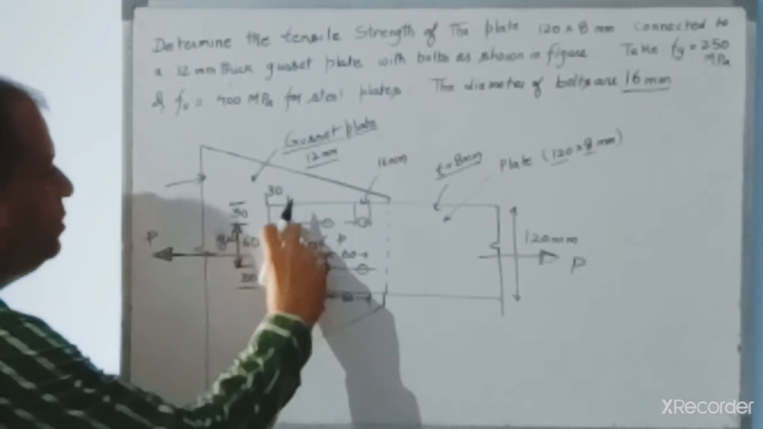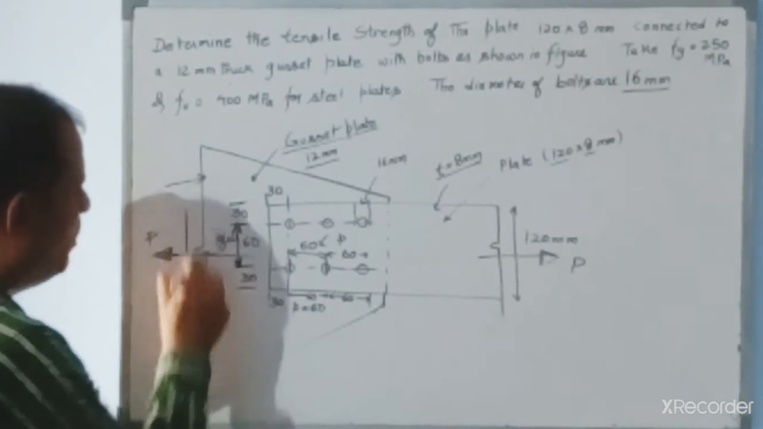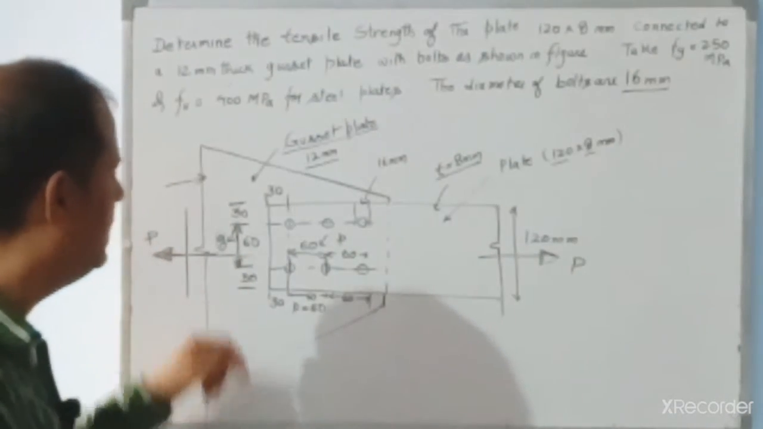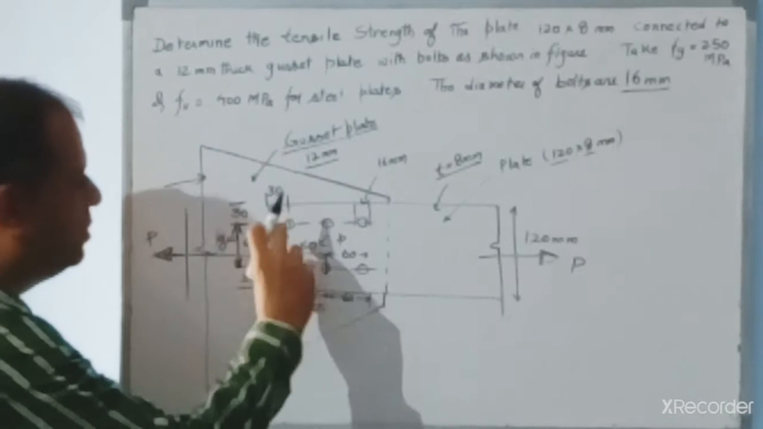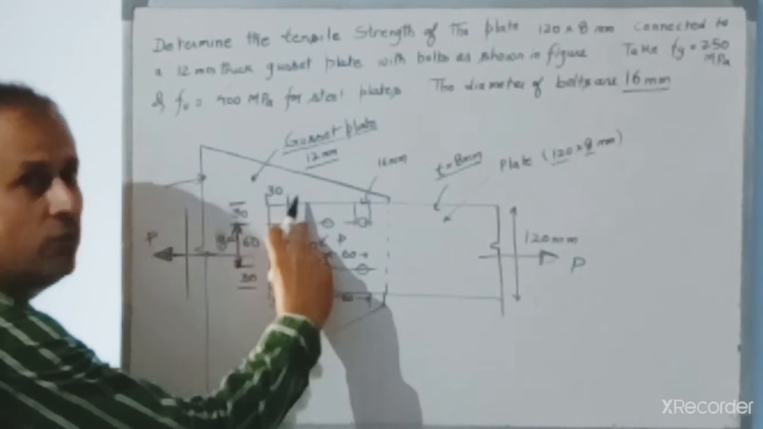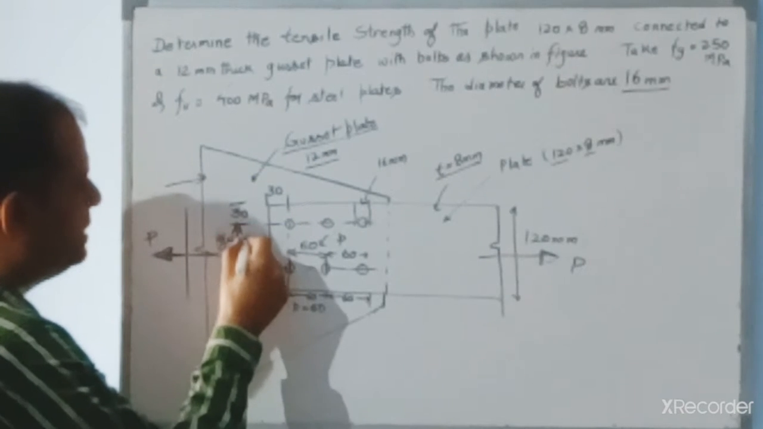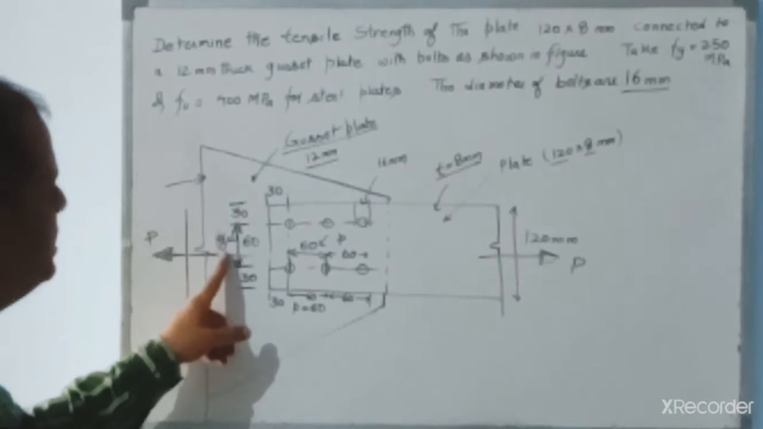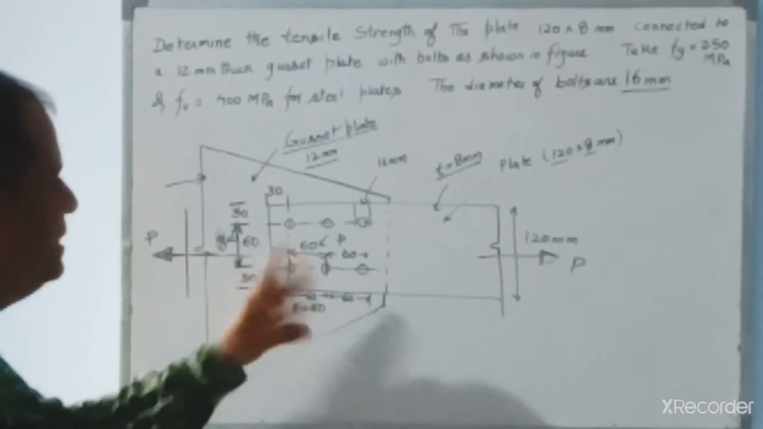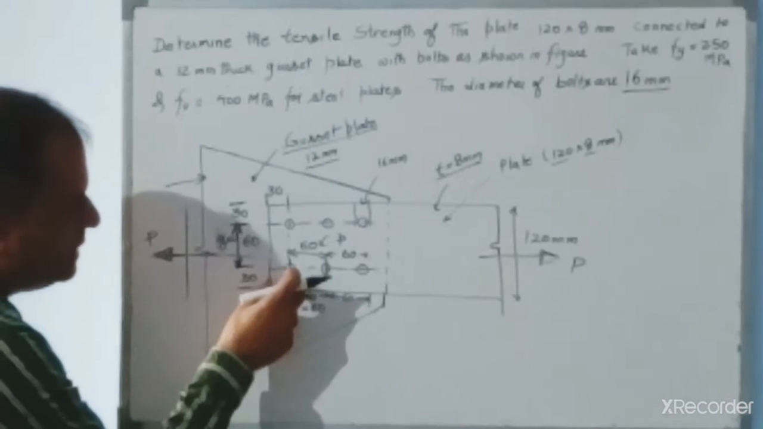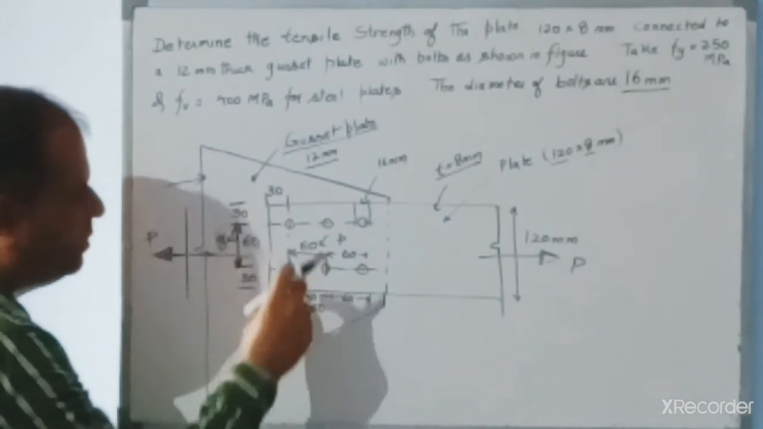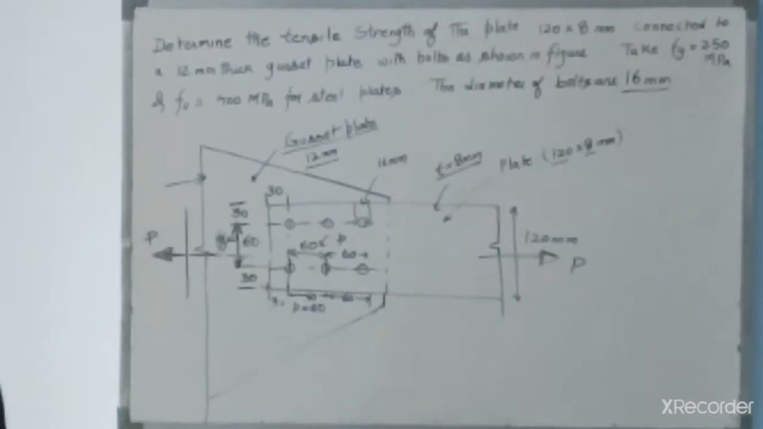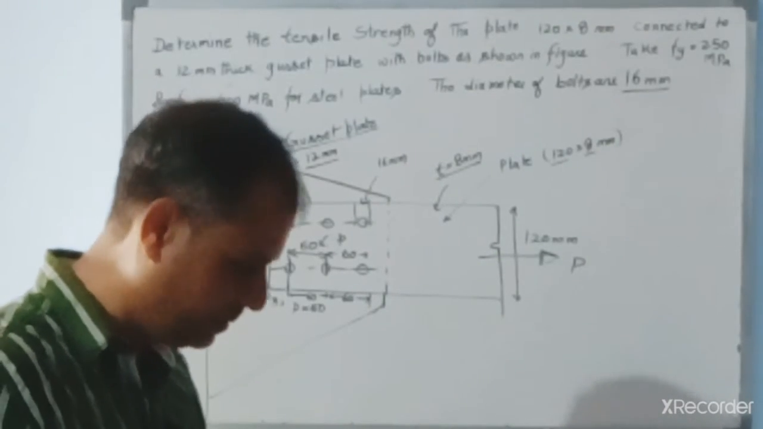Likewise, the distance between two consecutive fasteners in the direction perpendicular to the applied load. This is the direction of the applied load and this is the perpendicular direction. The distance between two fasteners is also given as 60 mm. This is called gauge, denoted by small g. So both pitch p and gauge g are 60 mm. Also the end distances are marked as 30 mm each. This is 30 mm and this is 30 mm. So this is the question we have to solve.